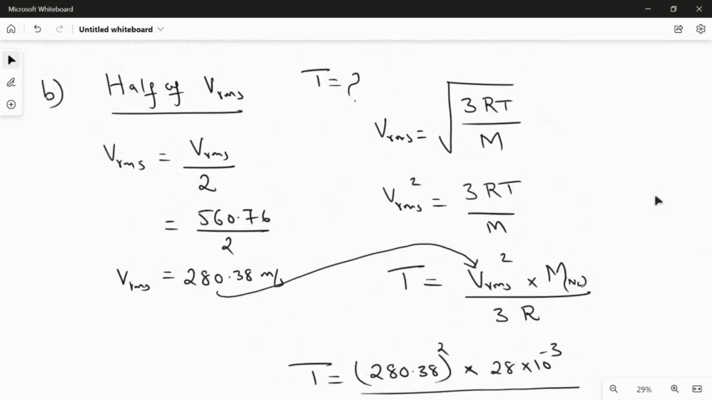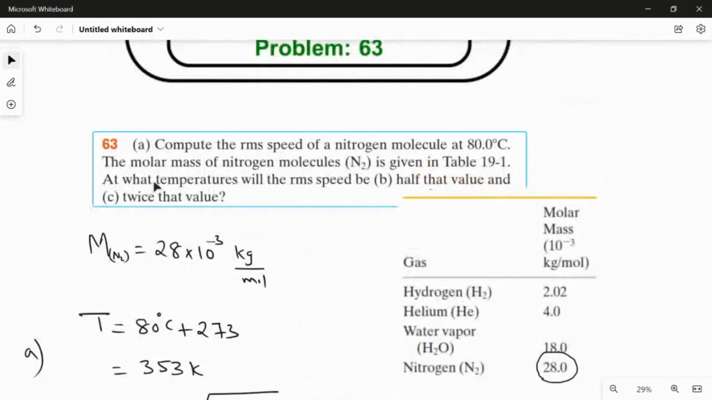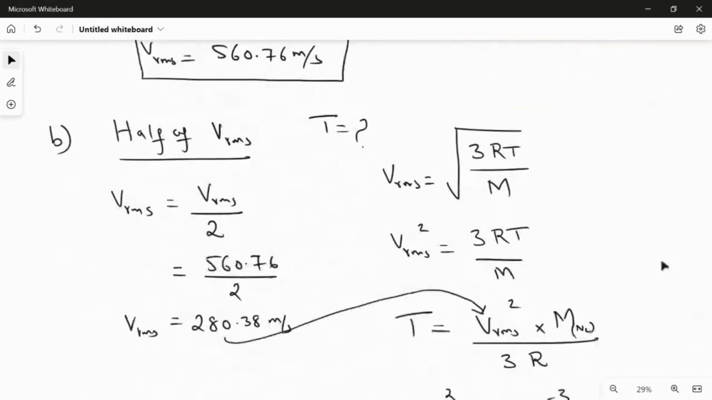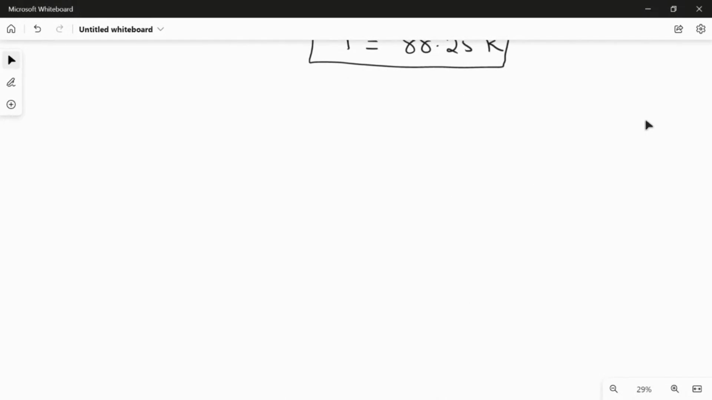Now we have to go for the third part. What is given in the third part? We have to find the temperature again if the RMS speed is twice that value. Here we got the RMS speed as 560.76. Suppose this value is doubled, what should the temperature be? So again we have to use this value for finding the temperature. The third part is also about finding the temperature.